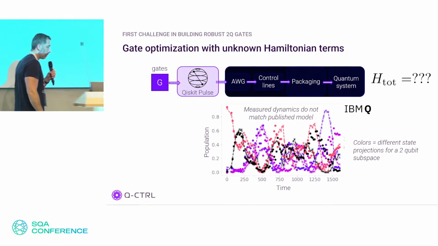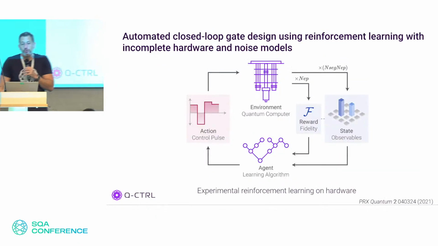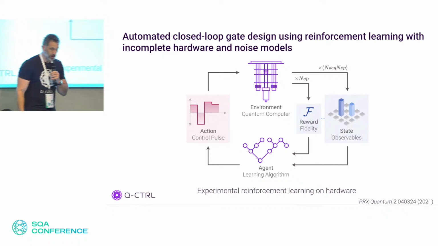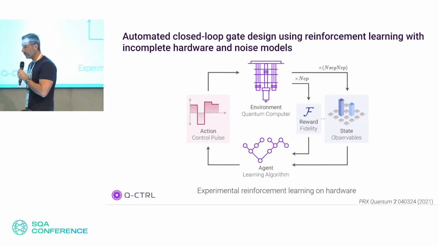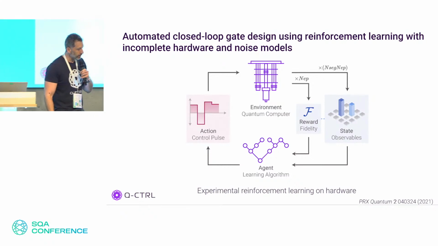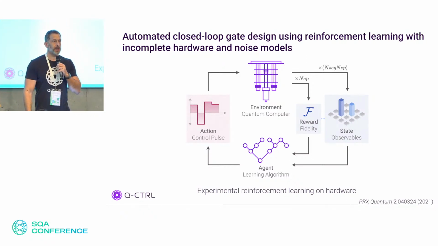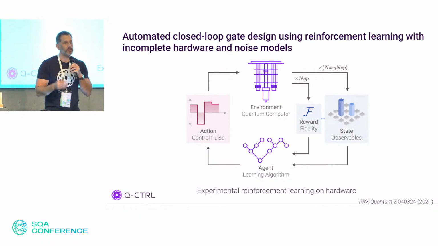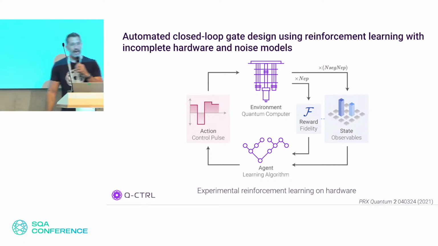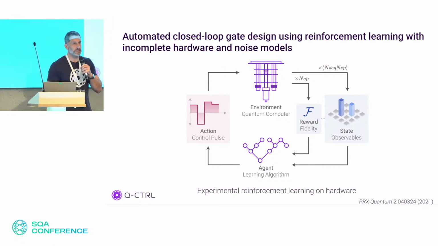And so when the dynamics don't match, what can you do? Well, one approach that we took in this paper that was in PRX Quantum last year is to perform a closed-loop optimization. Now, this is nice because it actually obviates the need to have a complete system model. You don't have to have a mathematical representation of the Hamiltonian. All you need is an agent that can connect to the machine itself.